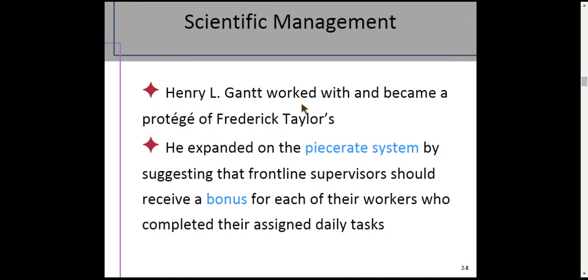Okay, so Henry Gantt was a protege of Frederick Taylor, and we said that Frederick Taylor came up with this piece rate system where you would get incentivized for anything over the norm. But Gantt said that the frontline supervisor should receive a bonus for each of their workers who completed their daily assigned tasks. Well, what's the point of that? Well, if you can incentivize your workers to work harder, then you're doing a good job as a manager. And we want to also incentivize the managers to do that as well.